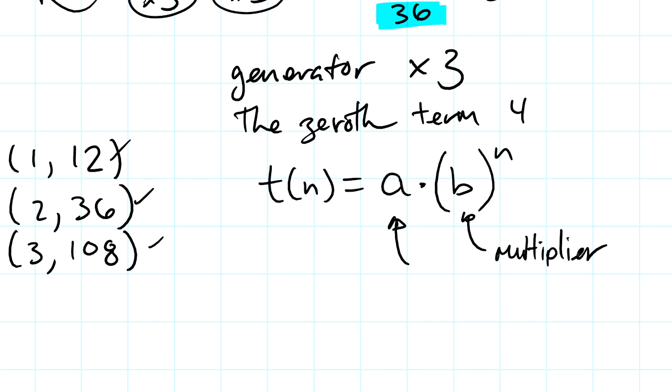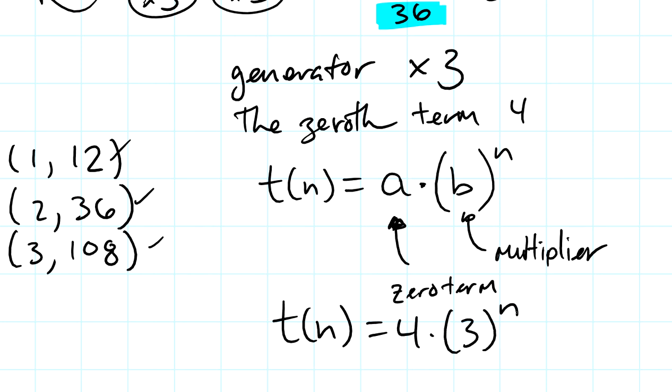And your multiplier can be a fraction less than 1, in which case your sequence would be decreasing, so you could be multiplying by a third or a half or a fifth. It doesn't have to be a number greater than 1. And the 0th term is the term before the first term. So I've got all the components I need. My 0 term is 4, and my multiplier is 3. So this sequence is T of n equals 4 times 3 raised to the nth power.